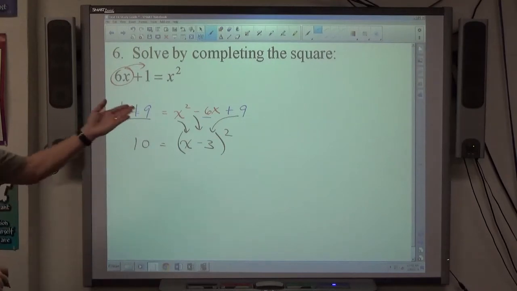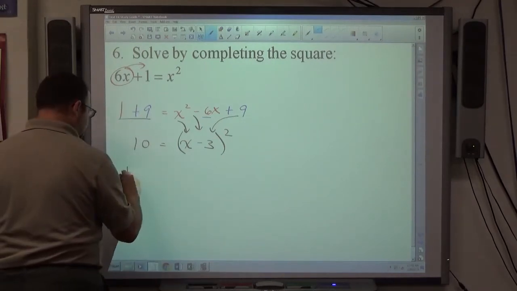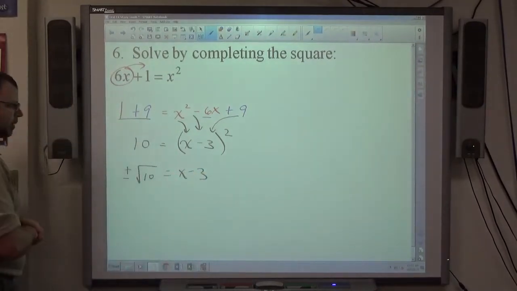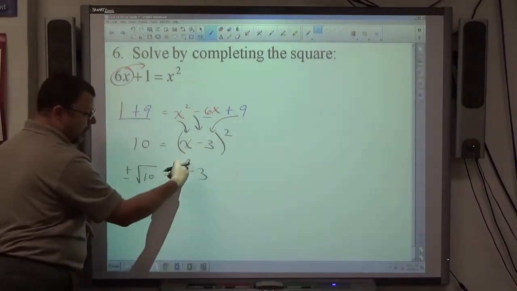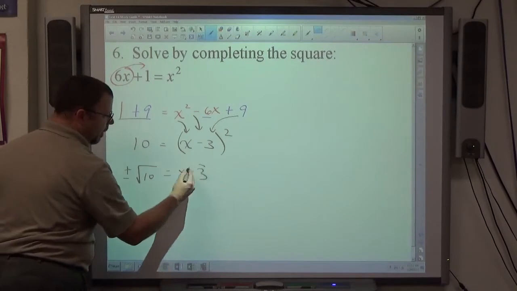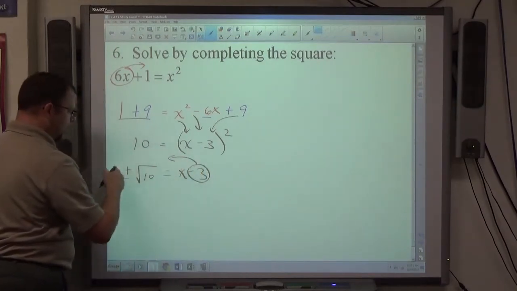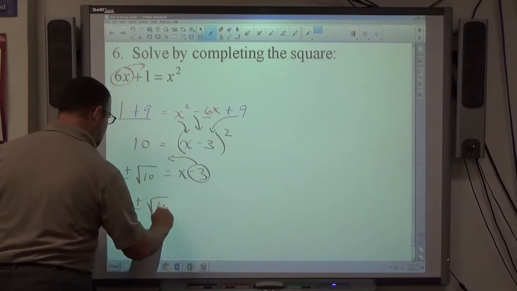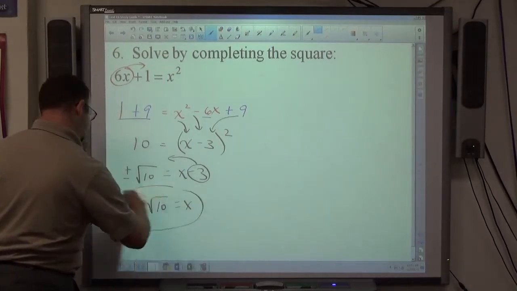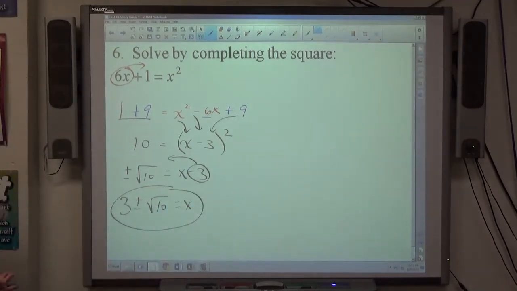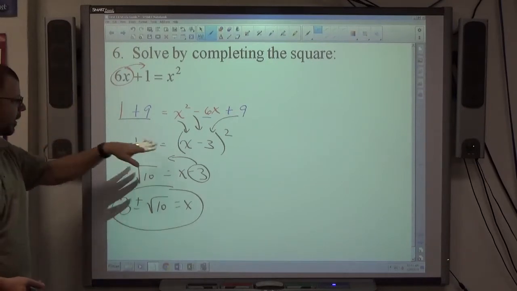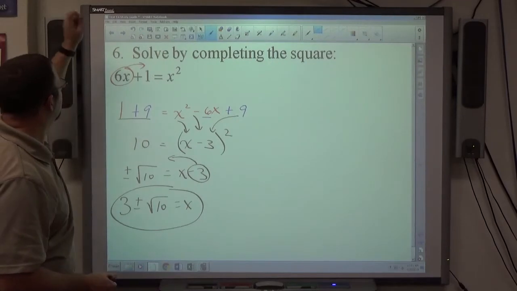Once I get the perfect square equal to the number, then plus or minus the square root of 10 is equal to x minus 3. That gets the square out of the problem. Now we're just down to x to the first power. Final step is to move the 3 to the other side. Always put the number in front of the plus or minus. So 3 plus or minus the square root of 10 is equal to x. For that one, I'll make sure that's an even number in front of x, so it'll work out like that. There'll be no fractions involved.